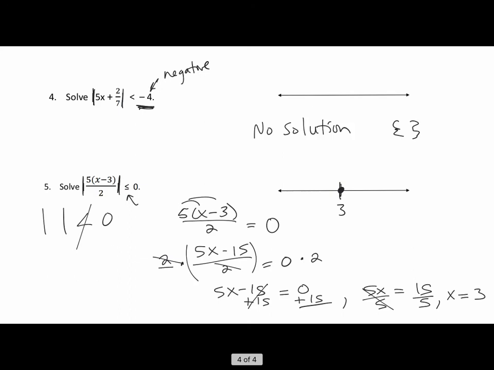1 is a number. So if you have a finite amount of solutions, countable, I have just 1, then you can only represent that as a set. So the set where the solution is 3, and that's it. There's no such interval of 1 number. So that would be the answer to this inequality statement.